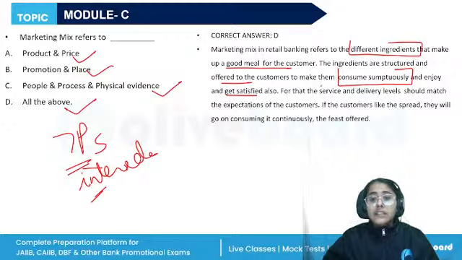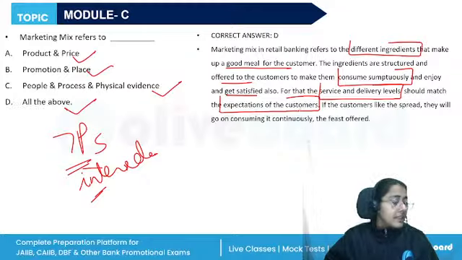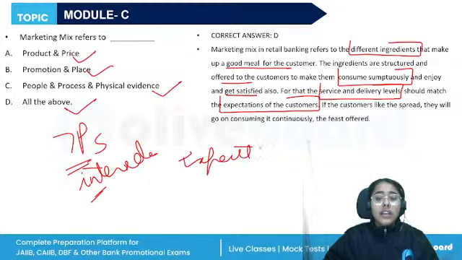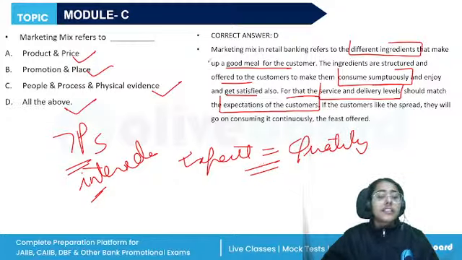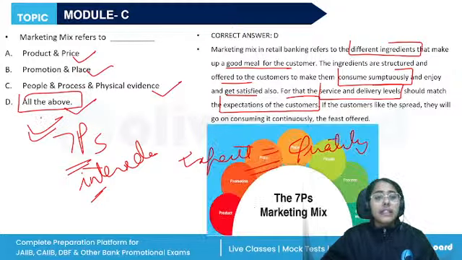So the service and delivery levels should match the expectations of the customers, right? So when the customers' expectations are met by the service quality, then the customer will be satisfied. So the correct answer is option D. These are the 7 P's of marketing mix. Yes, right, given over here.